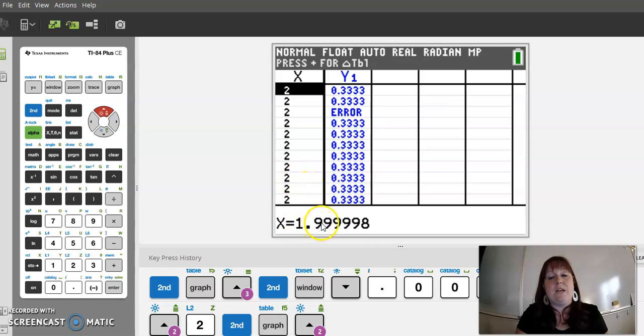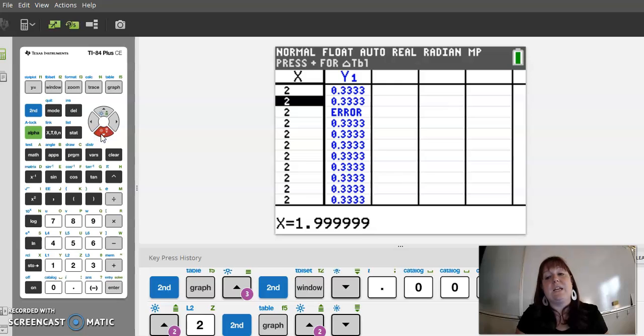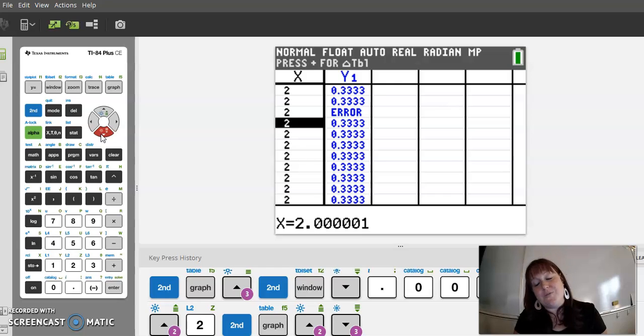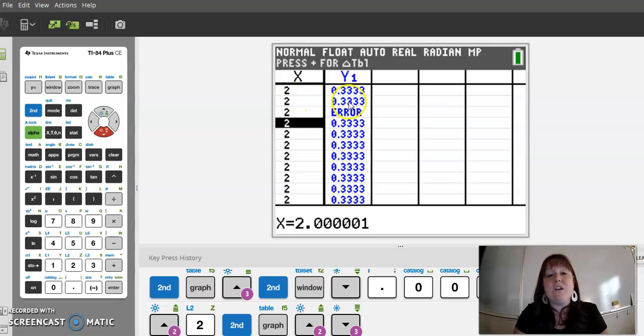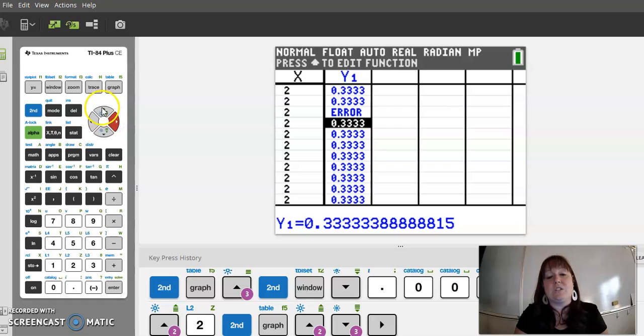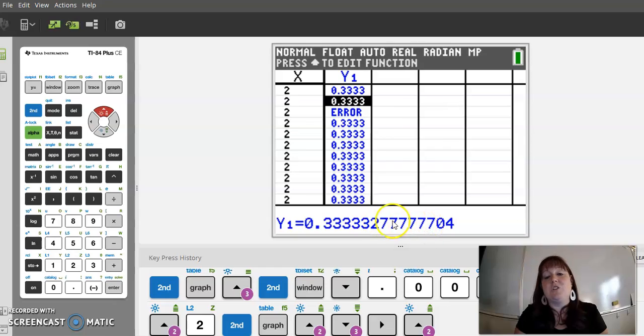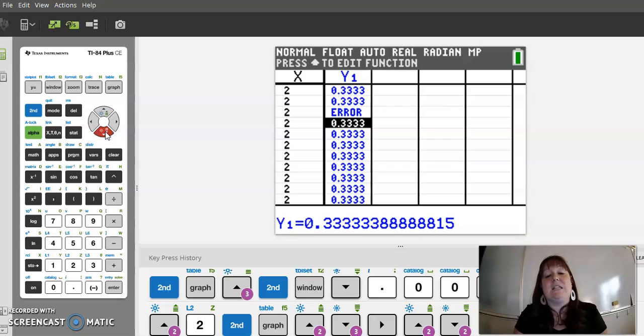This is showing me at 1.9999998, it's at 0.333. At 1.999999999, and then at 2, and then at 2.000001, right? So this is right on the other side, and we can see that it's getting very, very close to 0.33. And if you arrow over, you can actually see the actual numbers. So it's 0.33 and then some change, but we're getting really close to 0.33. So we're going to say that the limit as x approaches 2 of this function would be 0.333.